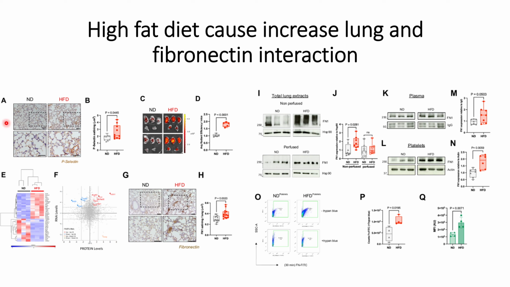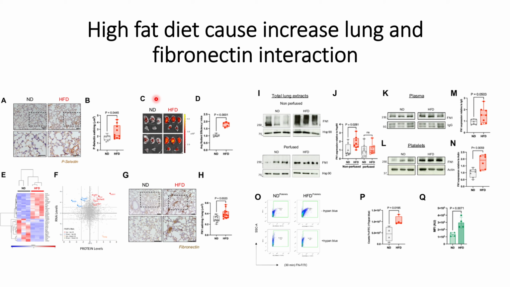In order to check that, they used the p-selectin markers. And what they were able to find out is that in the high-fat diet mice, they see more activated platelets in the lungs compared to the control case. These things are quantified in panel B, where we can see that the p-selectin staining is significantly higher in the high-fat diet compared to the control.